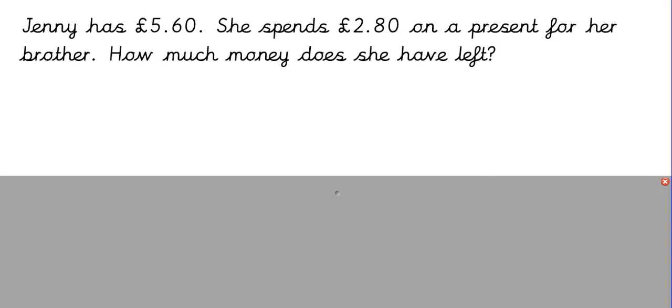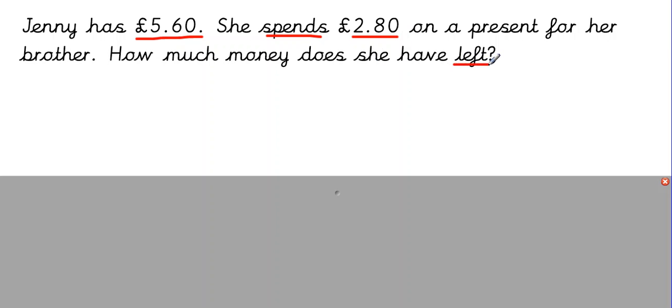Now this one you might be panicking about because you can see that there are decimals. But don't worry because I will help you set it out. So Jenny has £5.60. She spends £2.80 on a present for her brother. How much money does she have left? So let's work out our important information. So she starts with £5.60. She then spends £2.80. So she's got £2.80 less now on a present for her brother. How much money does she have left?